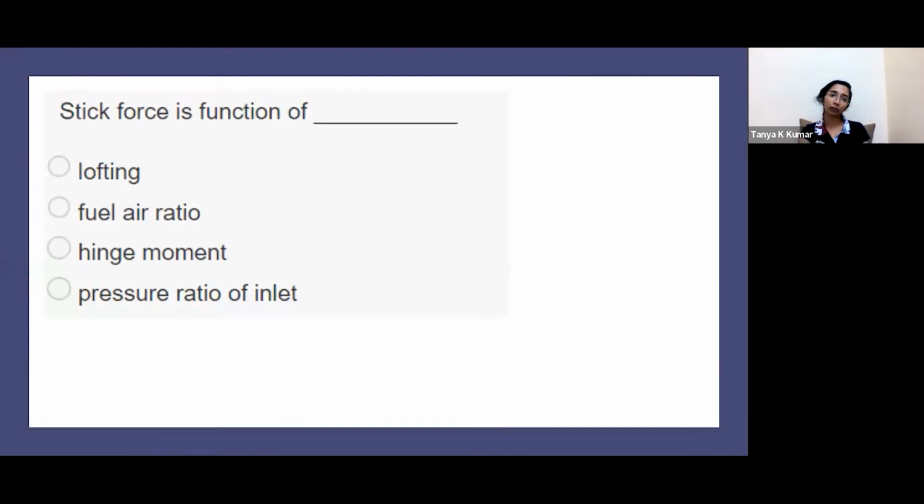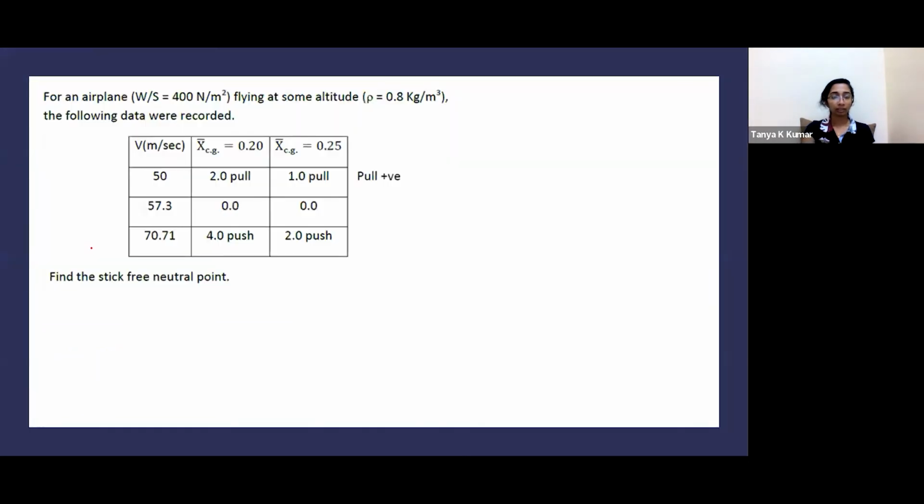Next question, stick force is a function of, we had again discussed this, stick force Fs, it's the same formula, is a function of hinge moment, Hm. Okay, hinge moment. This is a question I've just pulled up next. This is not part of your assignment, it's the next question.